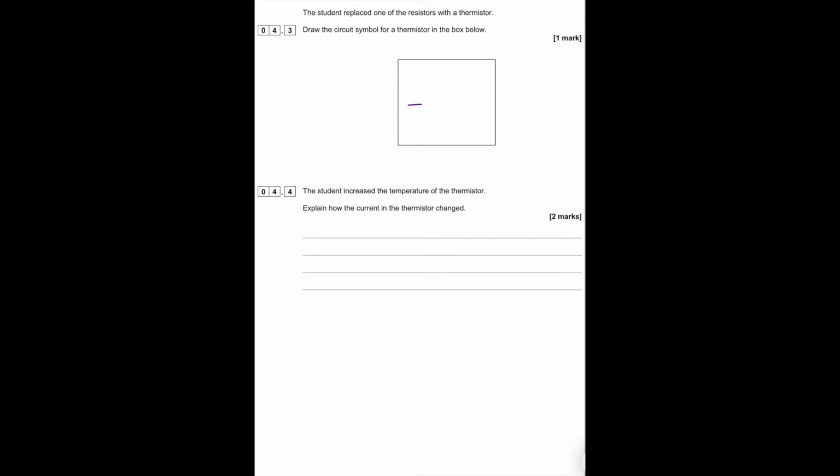Draw the circuit symbol for a thermistor in the box below. So the circuit symbol should look like this. The student increased the temperature of the thermistor. Explain how the current in the thermistor changed. So if you increase the temperature, the resistance decreases. And if the resistance decreases, the current increases.